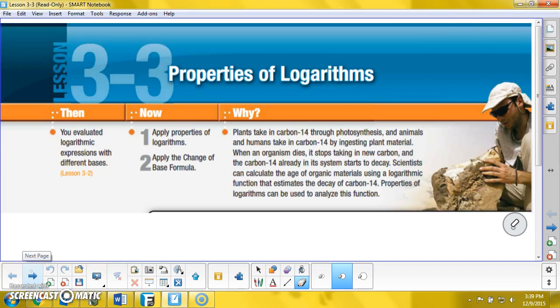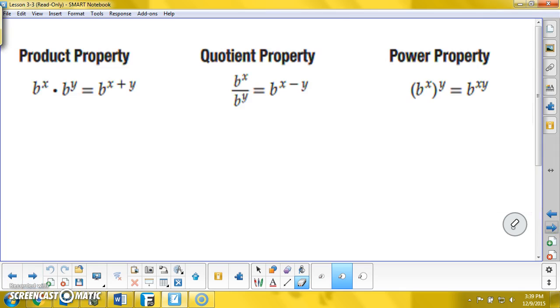Part 1 of Lesson 3.3 is on properties of logarithms. We're going to begin by introducing these properties and then applying them to some problems. Before we do that, let's review our three properties of exponents.